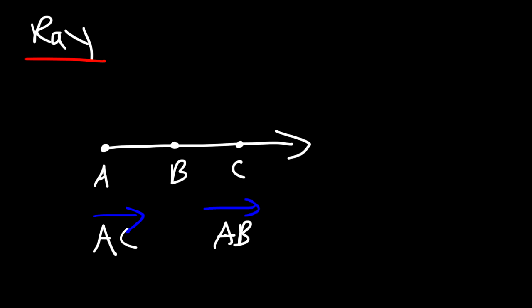The reason why we can't name it ray BC is because the first point has to start at the initial point or the starting point of the ray. So we need to use point A as our starting point.